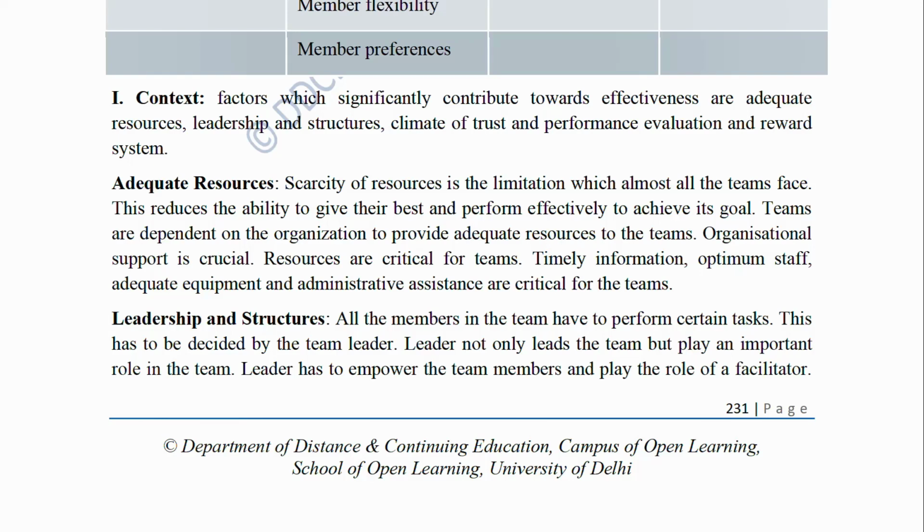Adequate resources. Scarcity of resources is the limitation which almost all teams face. This reduces the ability to give their best and perform effectively to achieve their goals. Teams are dependent on the organization to provide adequate resources. Organizational support is crucial. Resources are critical for teams. Timely information, optimum staff, adequate equipment, and administrative assistance are critical for the teams.